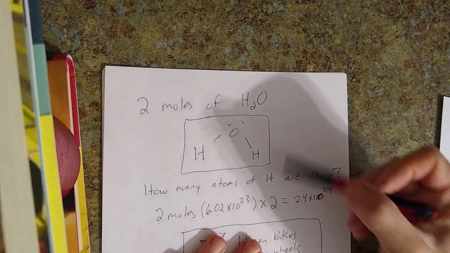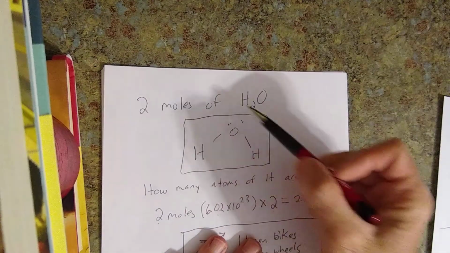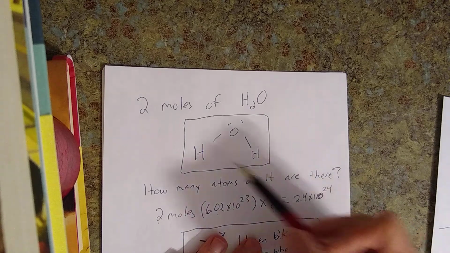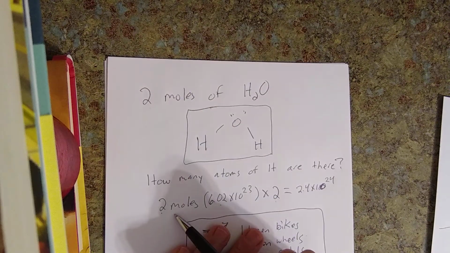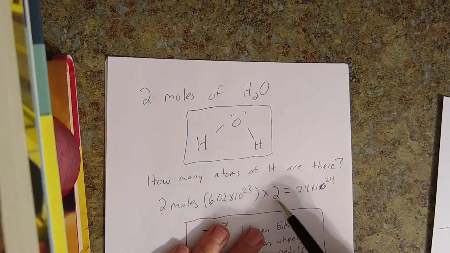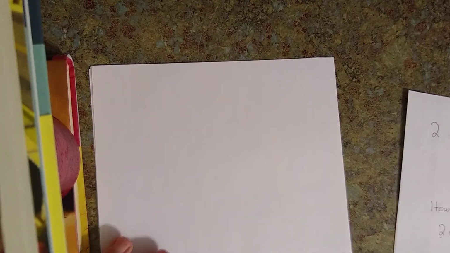So this is the same thing we're doing here. They have 2 moles of water. How many atoms of hydrogen are there? Well, you have 2 moles. So you have twice of this 6.02 times 10 to the 23rd. And on every one of those, there's 2 atoms of hydrogen. So now that we've gone over that, I feel like we've gone over that pretty slowly.